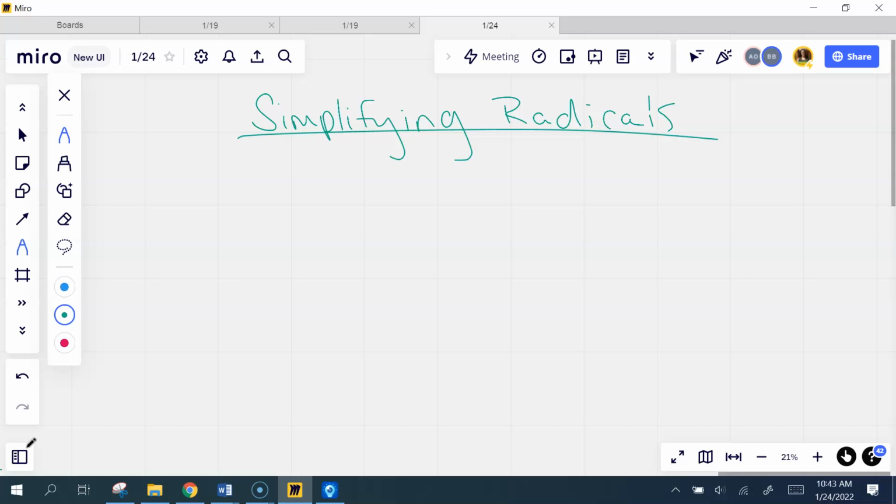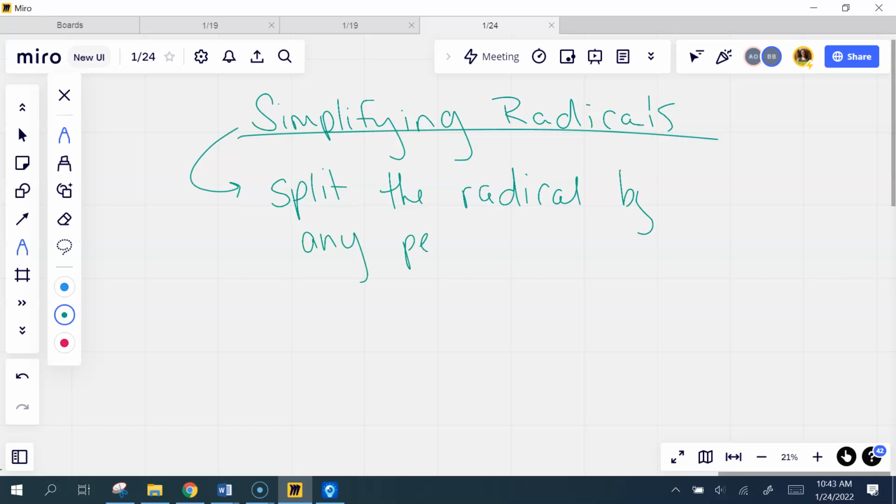Simplifying radicals is when we split the radical by any perfect square factors. What does it mean to be a factor?